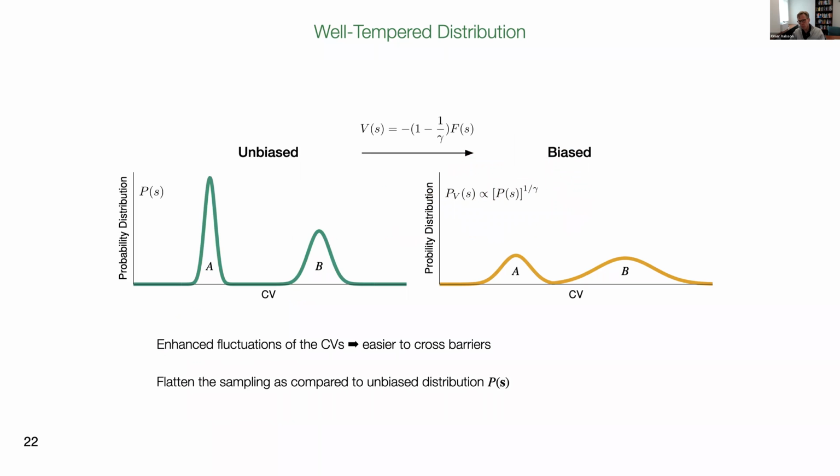So if gamma is 1, we will just get the same equilibrium distribution. But as we increase gamma, this biased distribution will be flatter and flatter. In other words, we are enhancing the fluctuation of this collective variable. Okay.